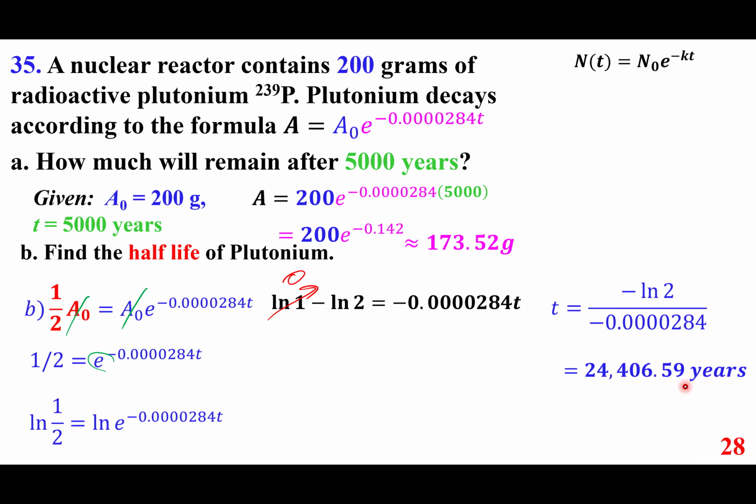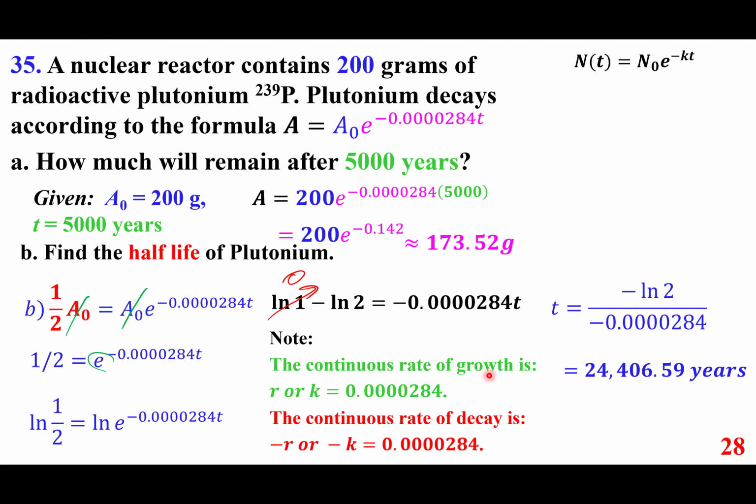A couple of notes. The continuous rate of growth is R or K, so N sub 0 e to the power of minus KT. For example, it would be the number that you have here, this one. The continuous rate of decay is minus R or minus K. In other words, for both of them you just keep the positive side. This negative means exponential decay. So the continuous rate of growth or decay, if they ask you, because when you mention growth, that means positive. When you mention decay, that means negative.